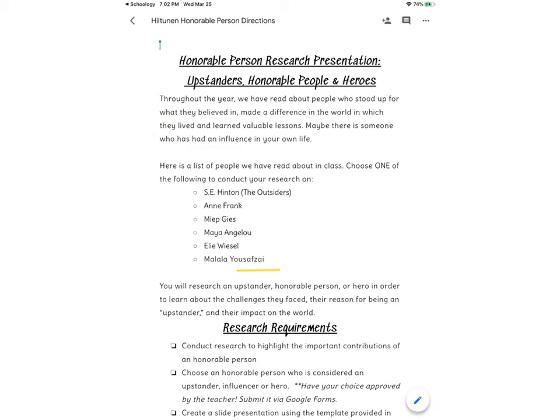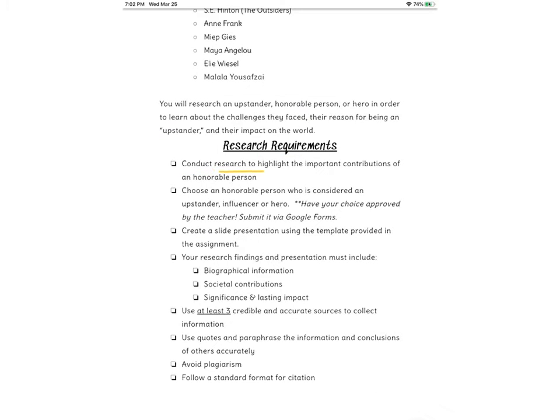So you're going to choose from one of these people today. You're going to research that honorable person and learn about the challenges that they faced and their reason for being an upstander and their impact on the world. Here are the research requirements. Conduct research to highlight the important contributions of an honorable person. Choose an honorable person who is considered an upstander, influence, or hero. You're going to submit that on the Google form. It says have your choice approved by the teacher. As long as you stick to the list, your choice will be approved.